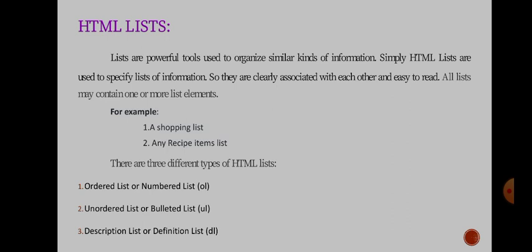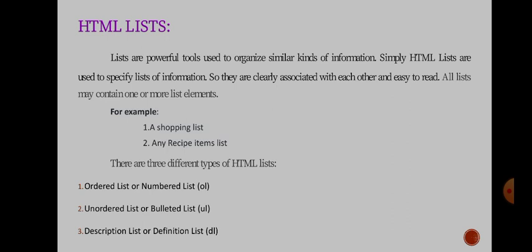For example, a shopping list. When we go shopping, we prepare a shopping list, and a recipe items list. It means when we want to prepare any recipe, we give the list of ingredients. So these are the examples of lists. HTML offers 3 ways for specifying lists of information, and all lists must contain one or more list elements.